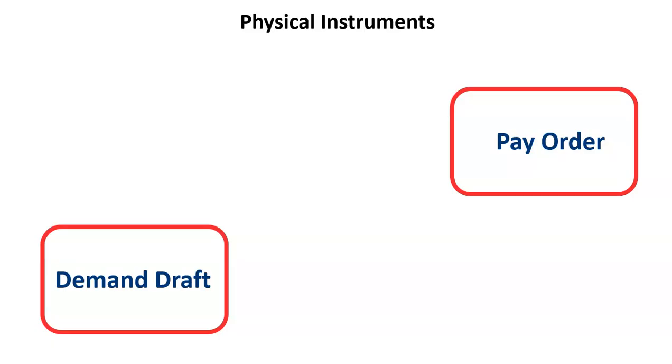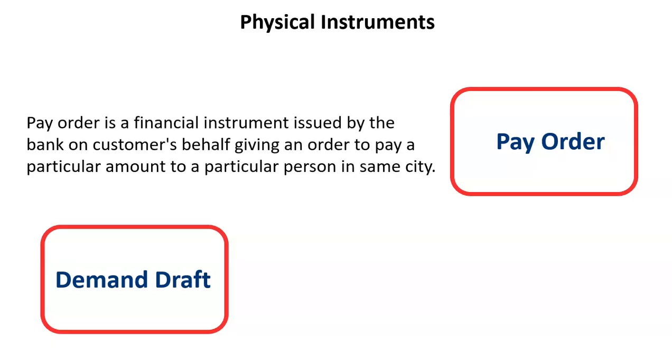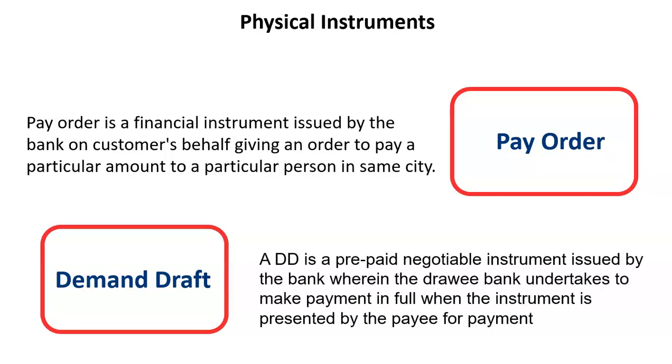We have these two, pay orders and demand drafts. Pay orders is for local payments, and demand drafts, you are all aware. Nowadays, because NEFT RTGS is being used by most customers, demand draft usage has gone down. Pay order has totally been done away with, and a check or pay order is paid in the same city, whereas demand draft can be encashed or can be credited in the payee's account anywhere all over India also. A DD is a prepaid negotiable instrument issued by a bank wherein the drawee bank undertakes to make payment in full when the instrument is presented by the payee for the payment here, right?